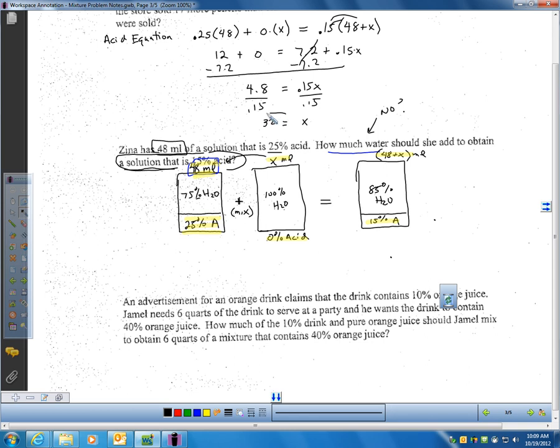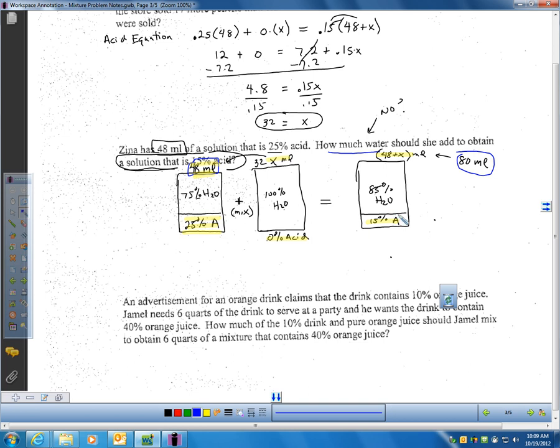Okay, so let's check on this one. Let's see if this makes sense. And then I'll show you the second way of doing it. So I think the answer is 32. Well, let's check. If this is 32, that means I added 48 and 32, so when I'm done I have 80 milliliters in here, right? That's if I'm adding 32.